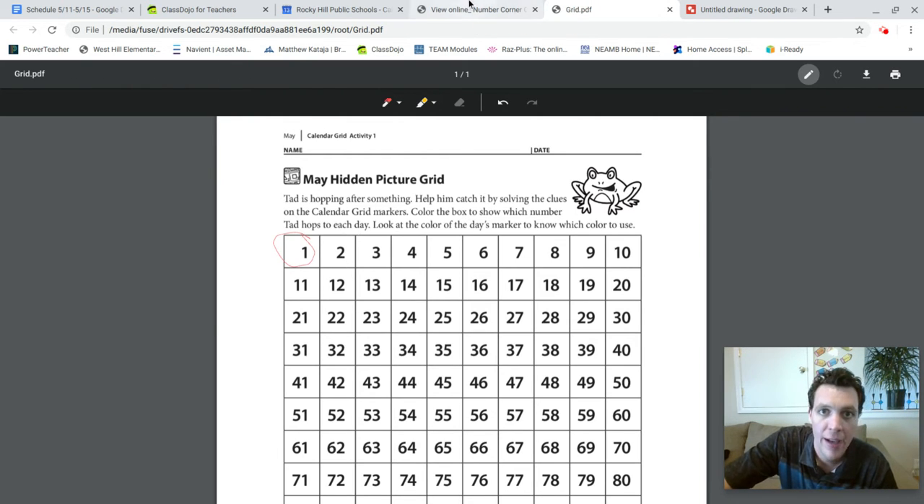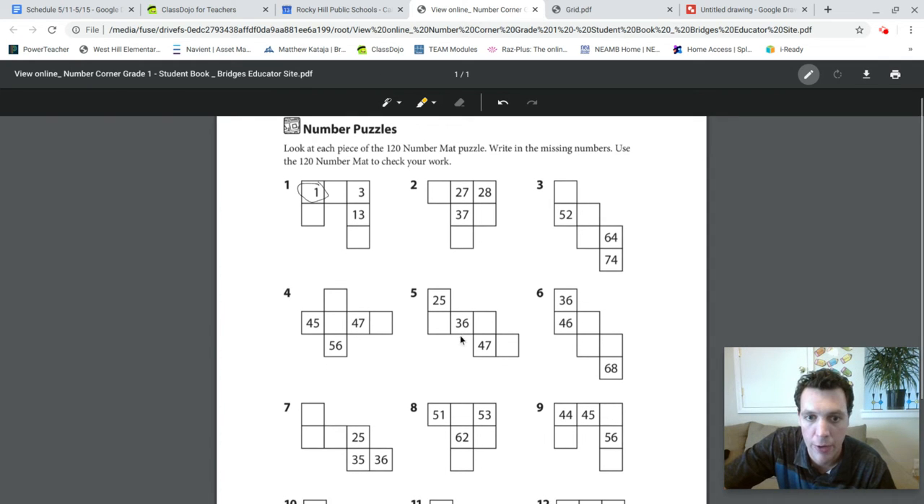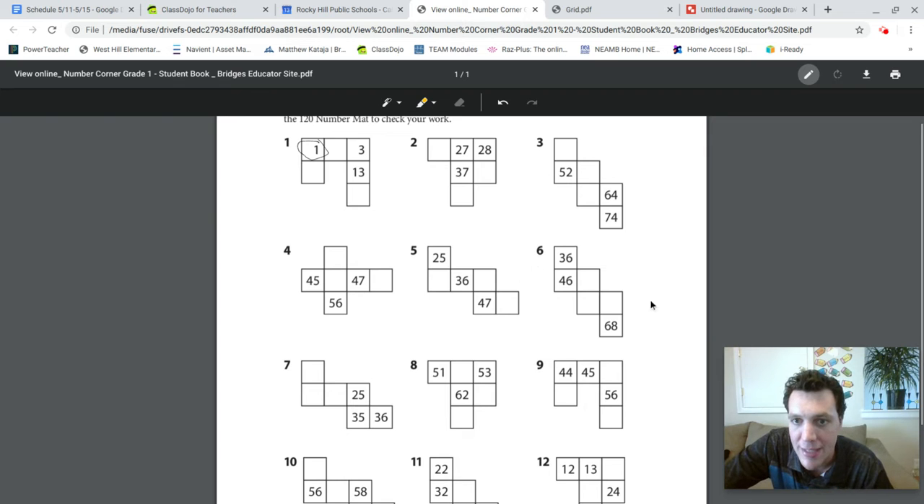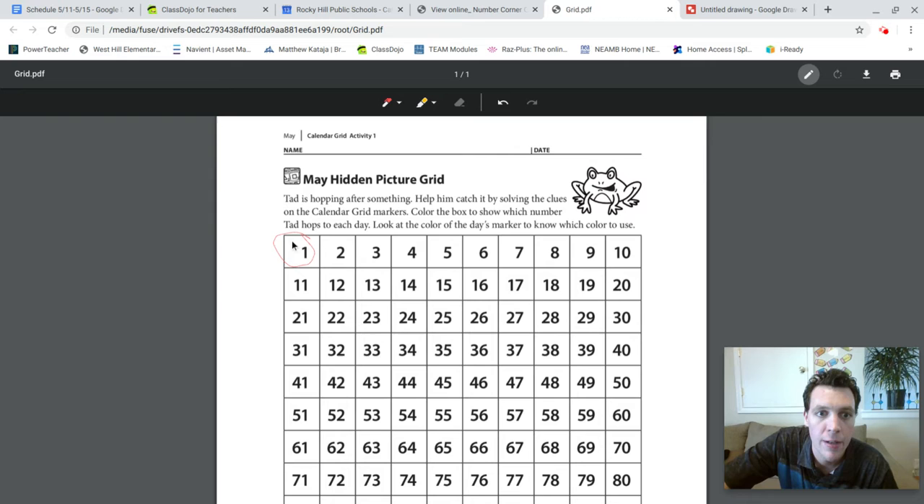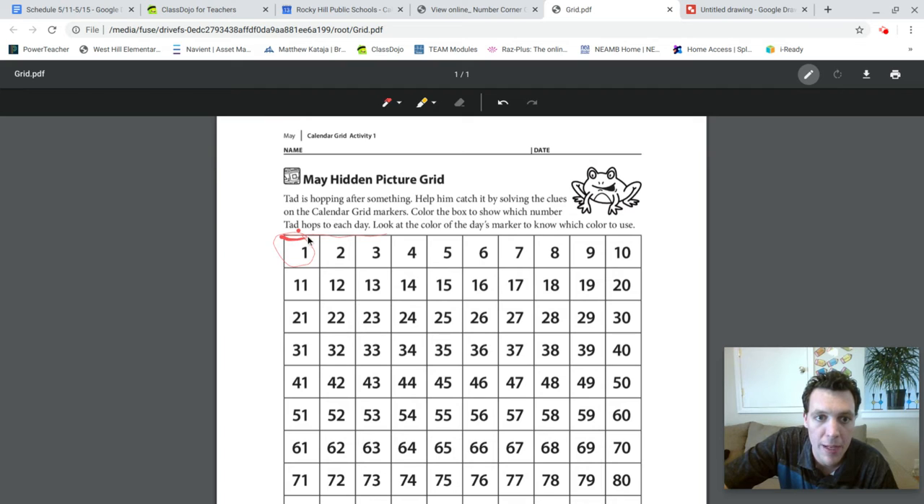And as you can see, these are all chunks of the 120 grid with some numbers missing. So this one is just, I should have made this, you know what I'm going to do? I'm going to make it thicker. We're going to get better at this tool. Practice makes perfect.